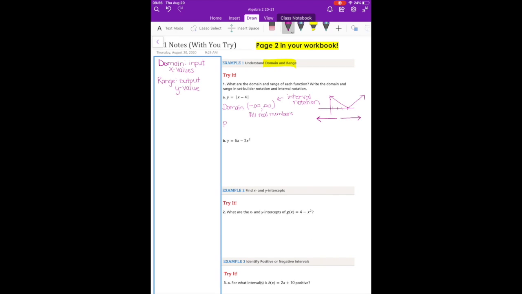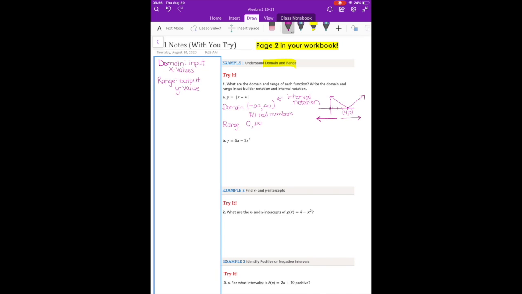Range is from bottom to top. So always do the smallest number to the largest number. So the smallest number here on the Y, notice that Y is actually 0. So if I think about that point, that point is 4, 0. The y value is 0, and then it goes up forever.